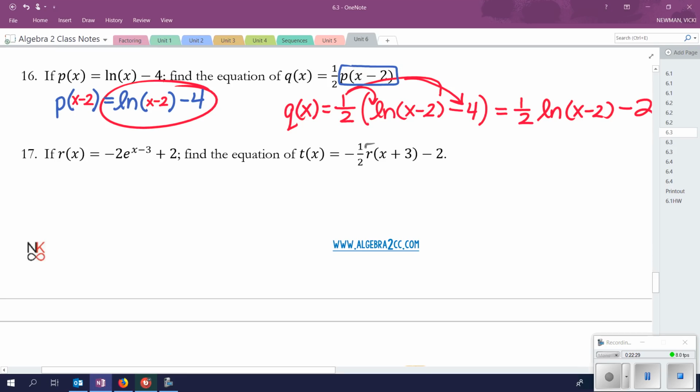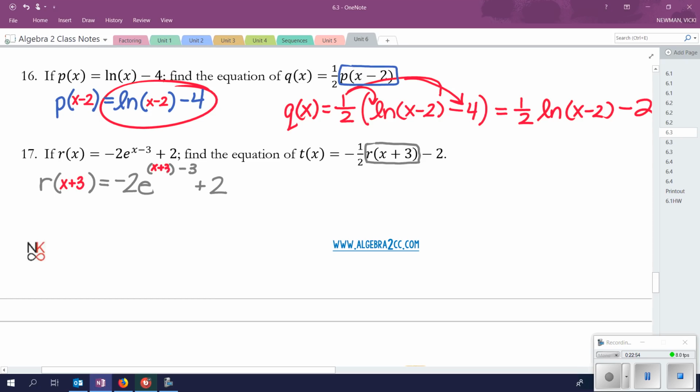r of x plus 3. Okay. So we're replacing x. So dig it out. Dig it out. And you're replacing that with x plus 3. I don't know why I wrote so small. All right, x plus 3 goes in those spots.